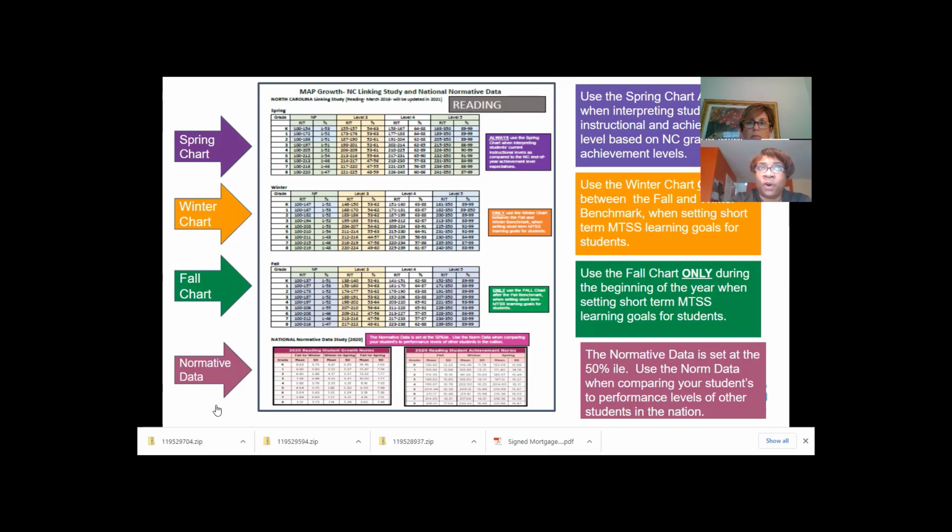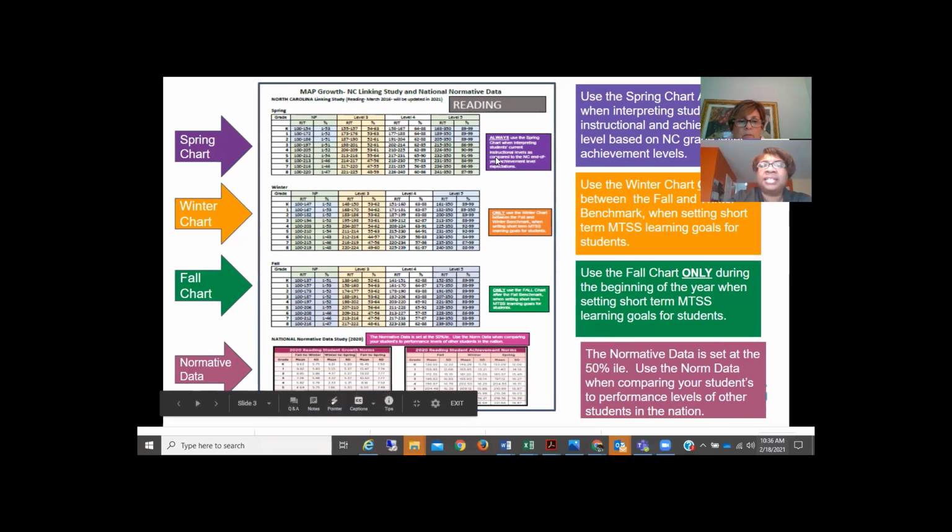So when we get our student reports in the fall, in the winter, and in the spring, we're always going to go to the spring chart, because the spring chart tells us where the end of the road is, where we want them to be.